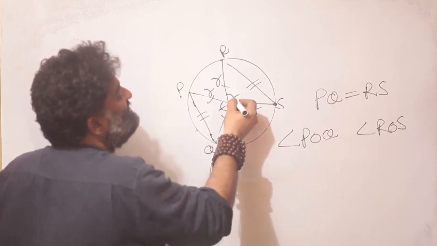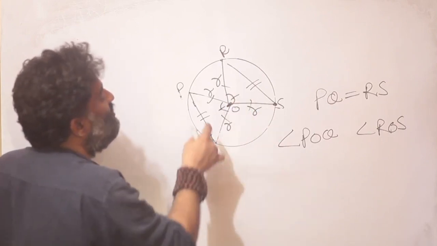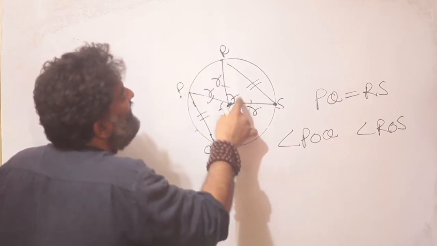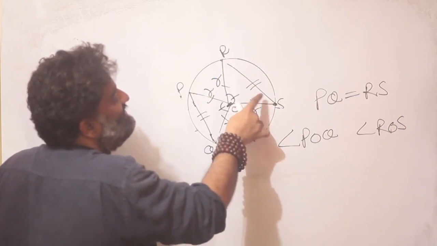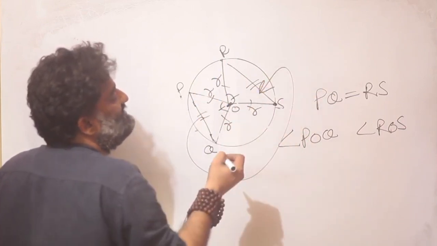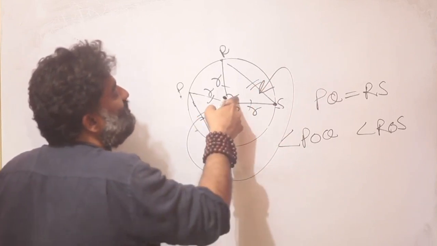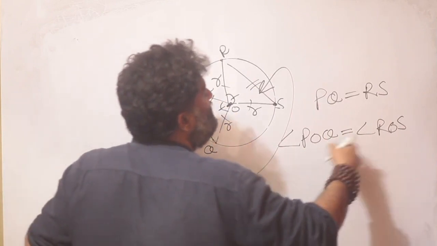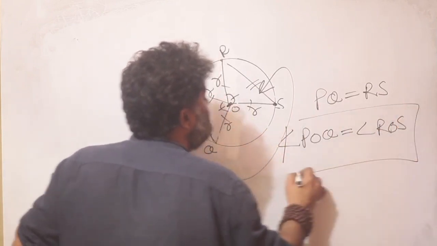And this angle corresponds with this angle. How will you figure that out? This angle was in front of the chord PQ. This angle was in front of this chord RS, and they were equal to each other. So I definitely know this corresponds with this, and therefore this angle is also equal to this angle, and it is proven that angle POQ is equal to angle ROS.